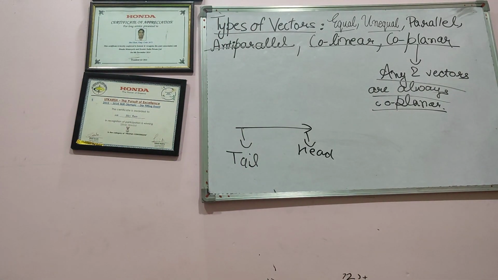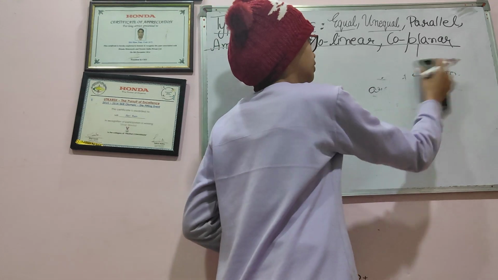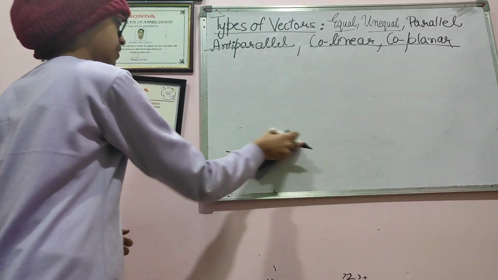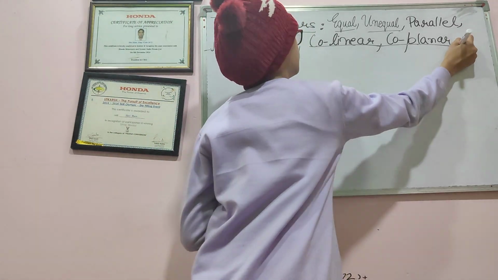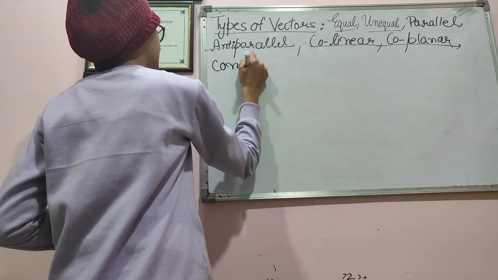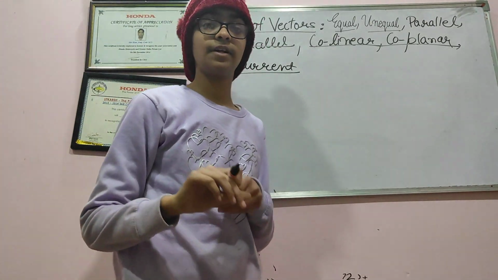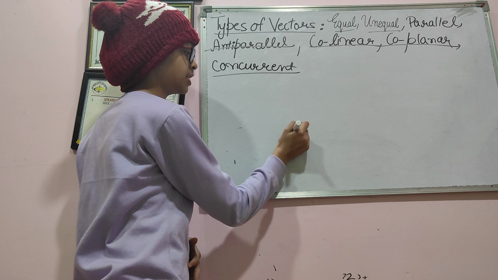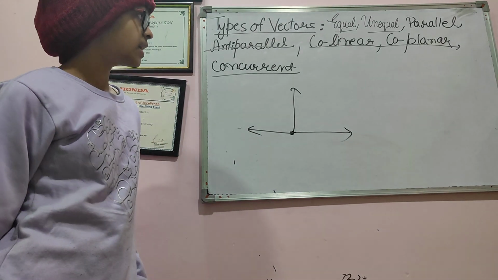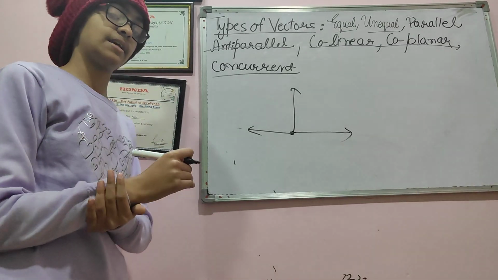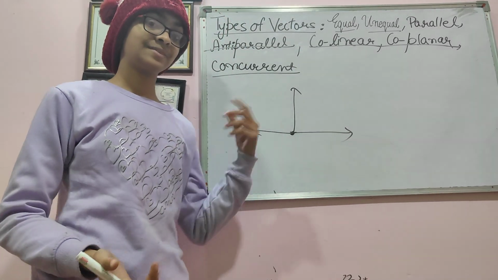Next, we have concurrent vectors. As I gave you the example of 3 vectors, they were going from the same point. This was the point. 1 vector was going over here, 1 vector was going there, 1 vector was going there, right? So the vectors which act on the same point, meaning which start on the same point, are called concurrent vectors.